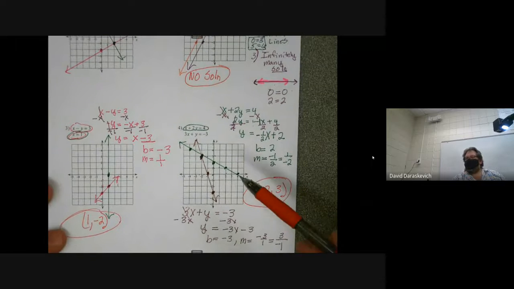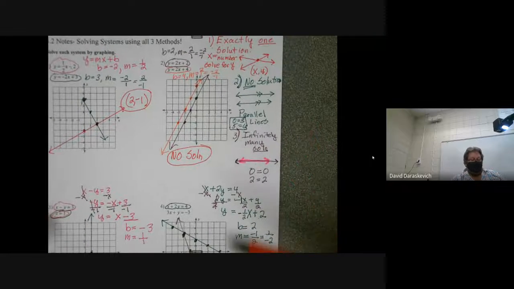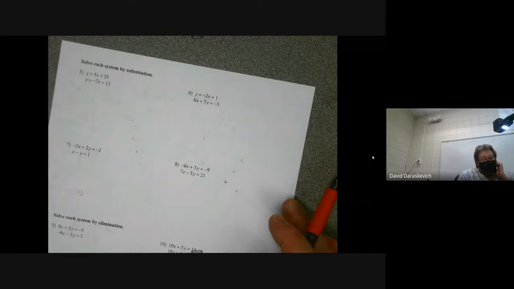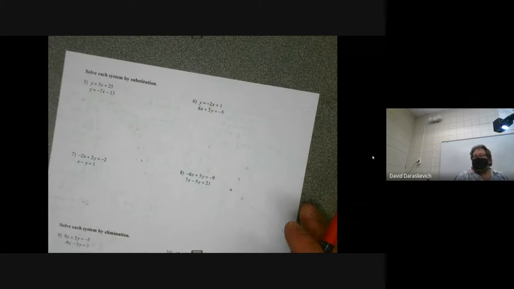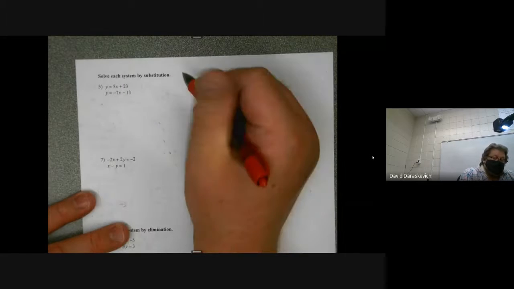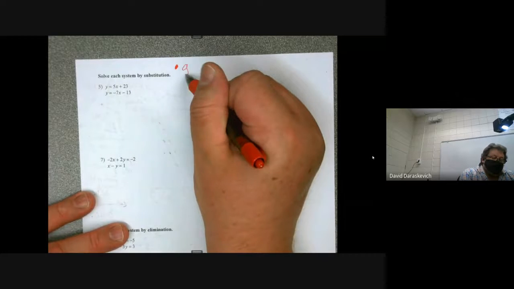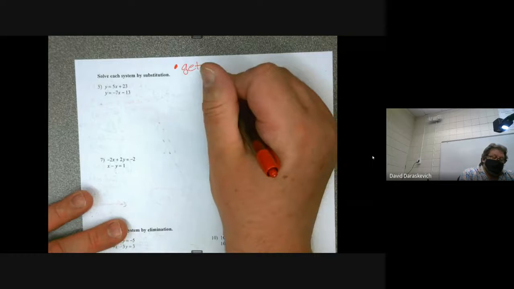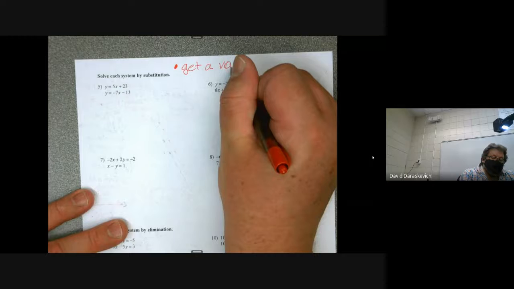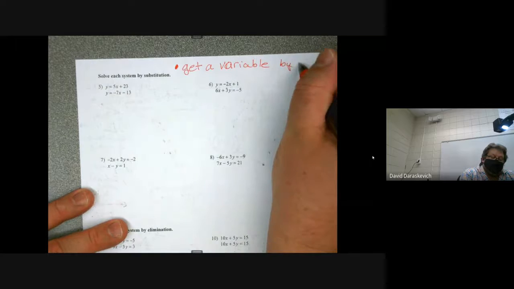Okay. Solving by graphing. Now you've got 2 more methods here. If you remember, we've got substitution, and I'm not going to do all these. Where the first step here, important, is get or solve a variable by itself.